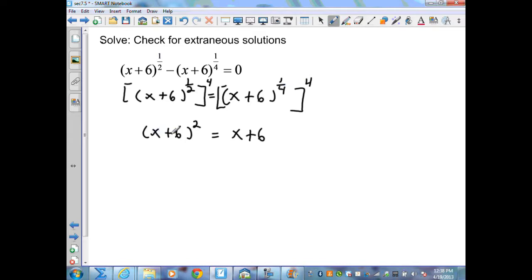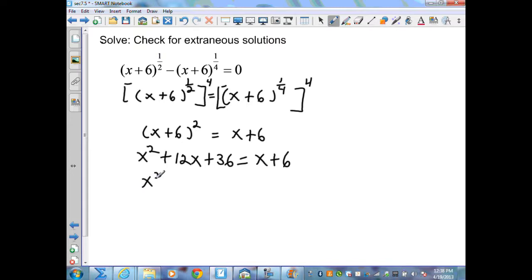Now I have to find the product of linear factors. So I'm going to break that into x plus 6 times x plus 6 in FOIL. And when I do and multiply, I'm going to get x squared plus 12x plus 36. We have shown that in the last couple of slides. And that's going to equal x plus 6. It's quadratic. I'm going to bring these two quantities over here by subtracting x and subtracting 6 on both sides.